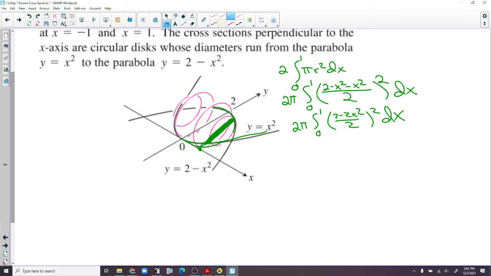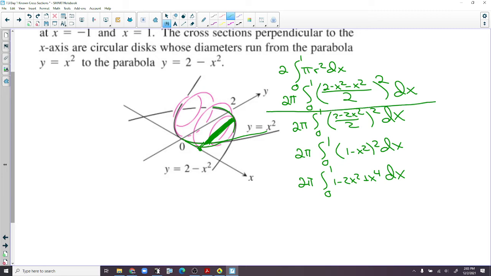Factor 2 out, divide by 2. 1 minus x squared squared. 2 pi, 0 to 1 of 1 minus 2x squared plus x to the 4th. So other than, here's setting it up right there. So there's setting it up. Anything after that is a little bit of algebra gymnastics, if you will.